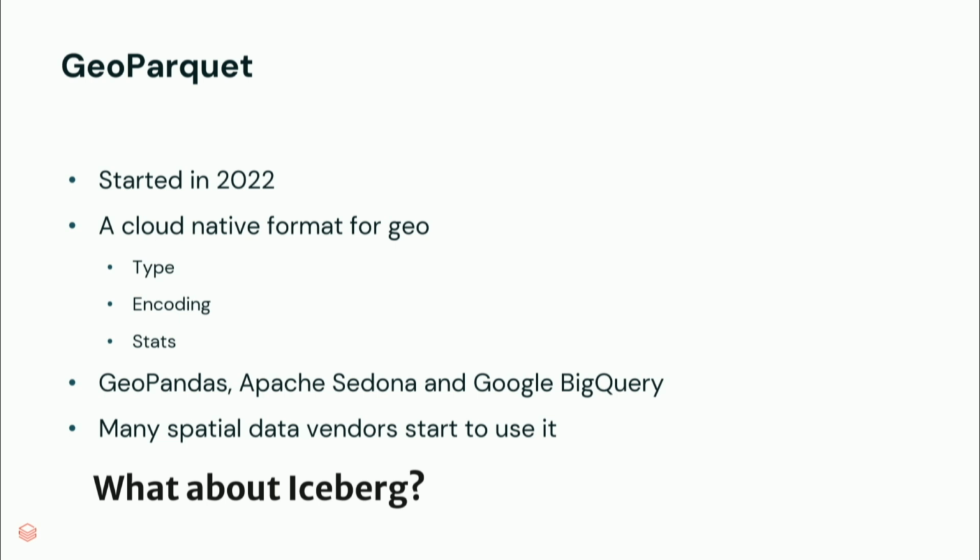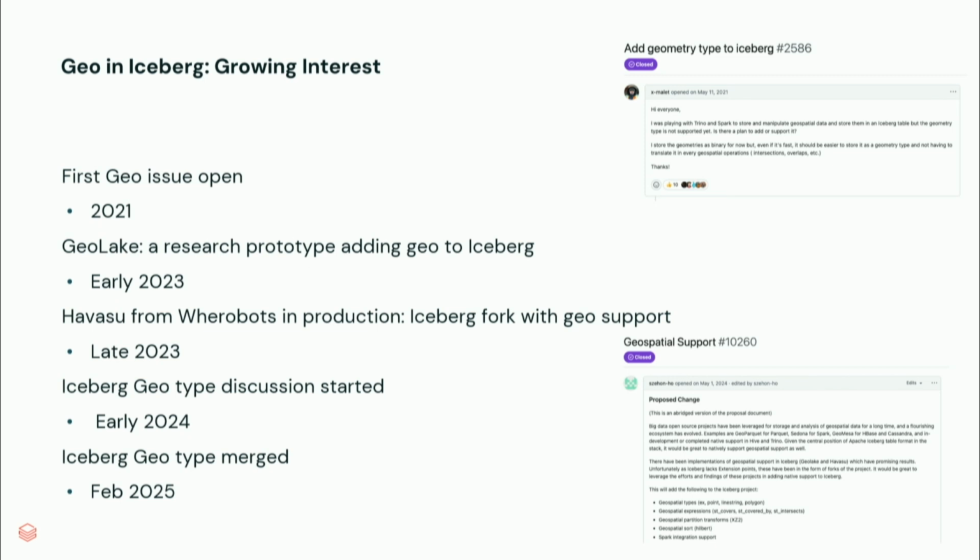Great, so now we have geospatial support in Parquet files, but what about Iceberg? What about all those cool features in Iceberg, such as ACID transactions, data governance, and so forth? What can we do about that? Actually, people have been thinking about that for a very long time. People really want to support geospatial data in Iceberg.